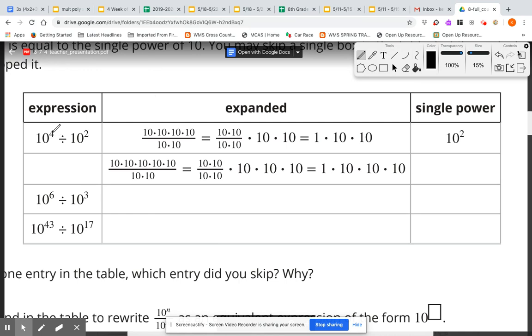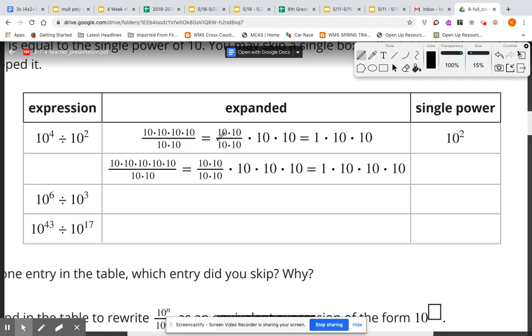I have 10 to the fourth power, which can be written as 10 times 10 times 10 times 10. I think everyone's pretty clear about that. Division, we could write that as a fraction bar. So I like to put it over 10 squared, which is 10 times 10.